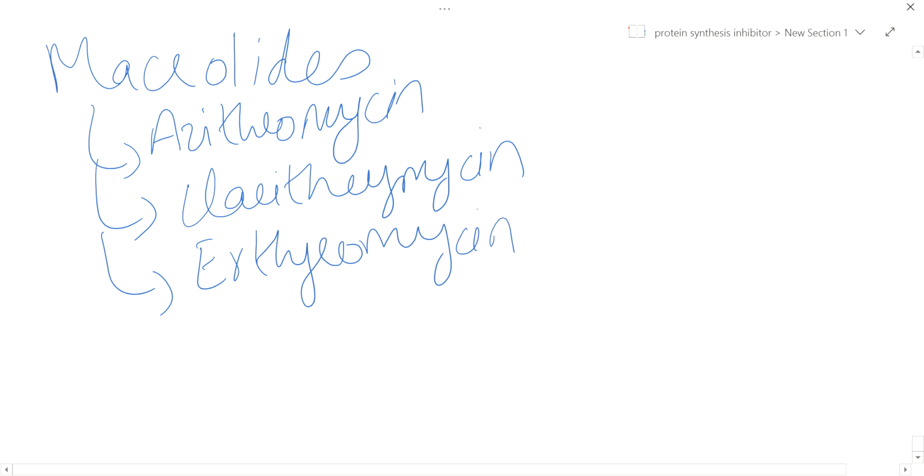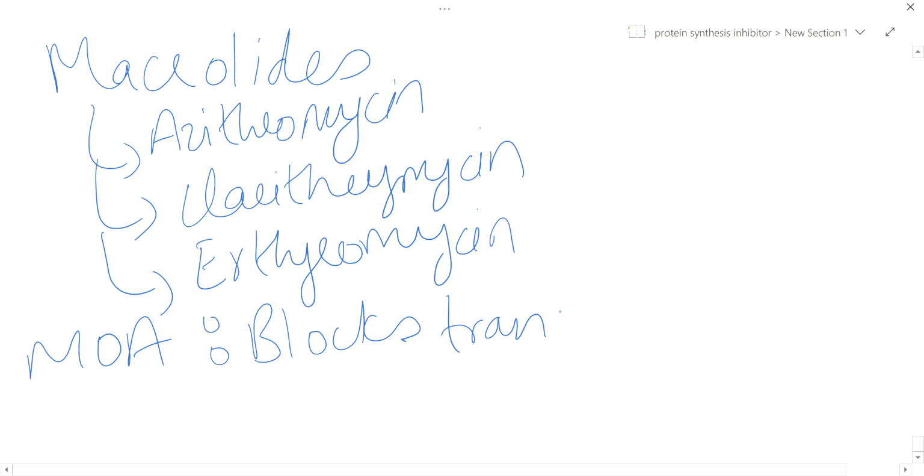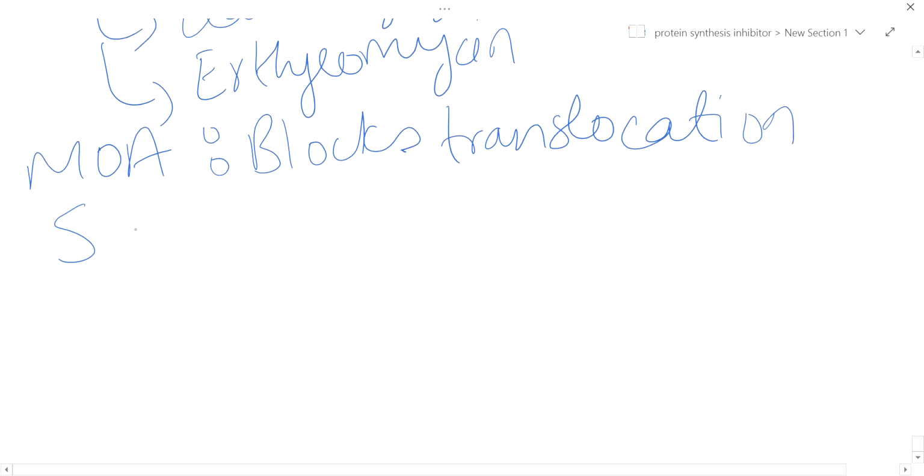So let's learn a little bit about its mechanism of action. It blocks the process of translocation, which is the process of synthesis of protein from bacterial RNA. So it binds to the 50S ribosomal subunit.